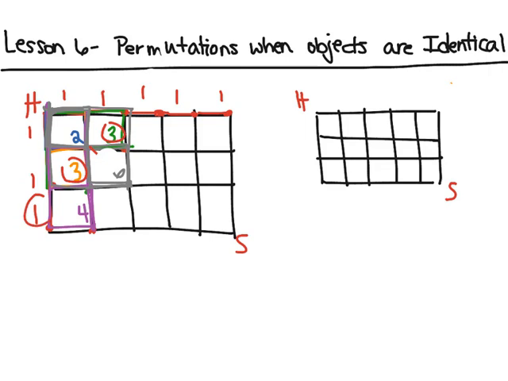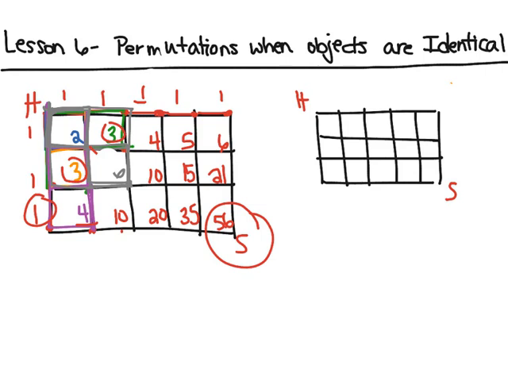Same with here, you add these 2 numbers to get 4. These 2 numbers to get 4. So you can fill the pattern as you keep going in. 6 plus 4 is 10. 4 plus 1 is 5. 10 plus 10 is 20. 10 plus 5 is 15. 5 plus 1 is 6. 20 plus 15 is 35. 15 plus 6 is 21. And 35 plus 21 is 56. So there's 56 ways you could walk to school.